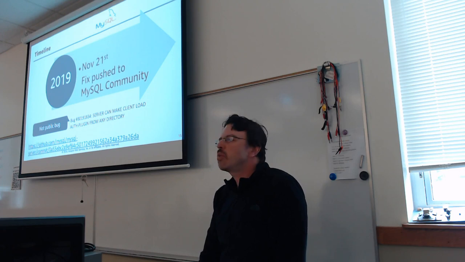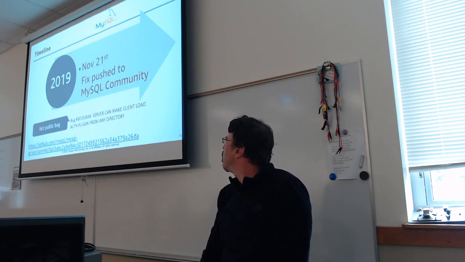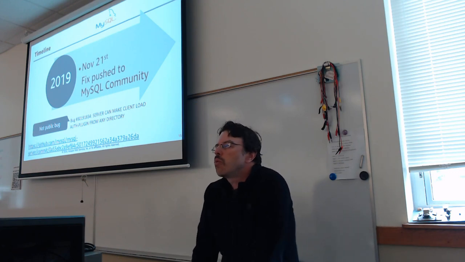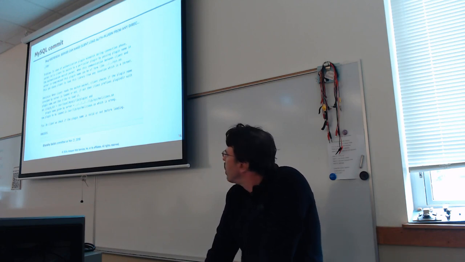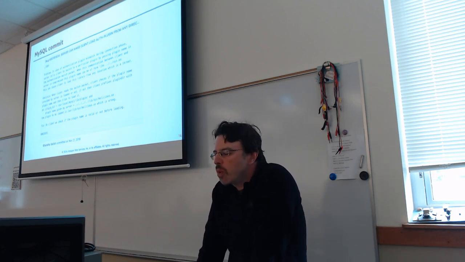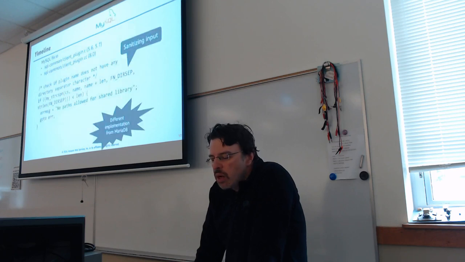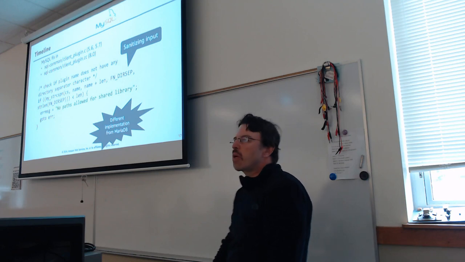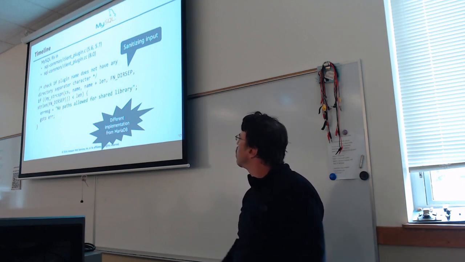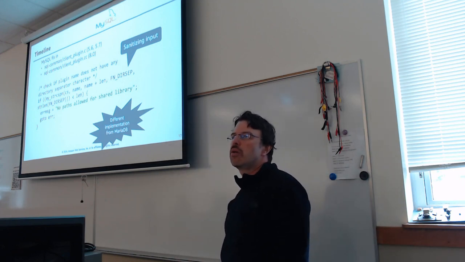The CVE description is a little bit cryptic, but there is clearly a CVE associated with that, and the non-public bug is associated with that and the commit. Right? So that has been fixed. This is the description of why it's problematic and stuff like that. All right, so the fix is different in MySQL server. The fix is just looking for the separator, and if it sees the separator, then it will say no paths allowed for the shared library.